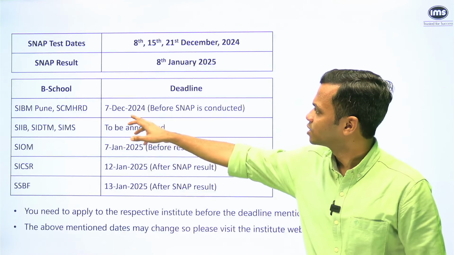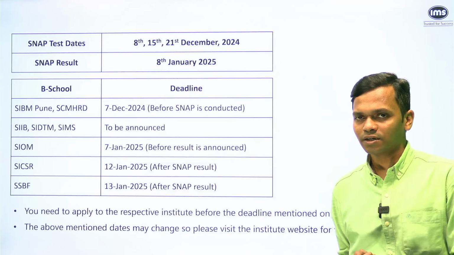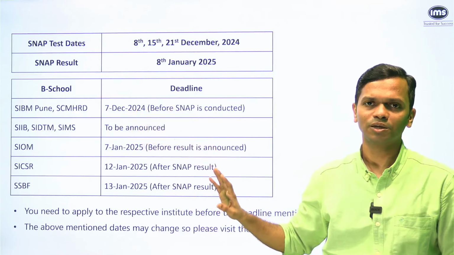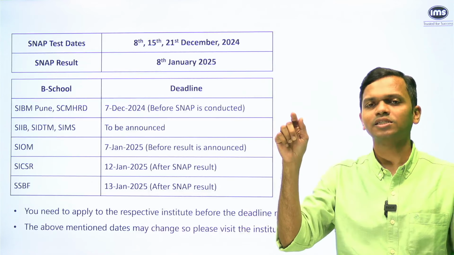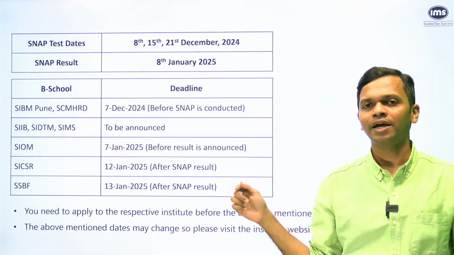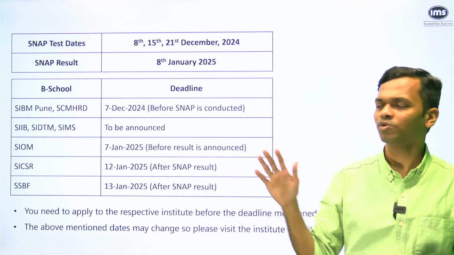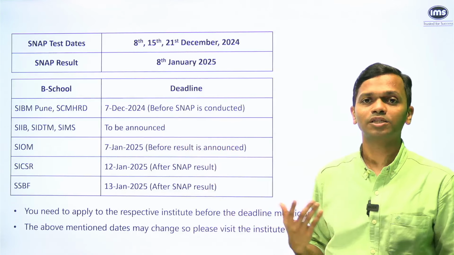You see this is 7 December, which means that even before SNAP is conducted, you have to complete your application for SIBM Pune and SCMHRD Pune by coming back to this dashboard that we just saw, selecting SIBM Pune, selecting SCMHRD and making the payment that is necessary. Only then your application will go to SIBM Pune and SCMHRD. So this is before SNAP is conducted.